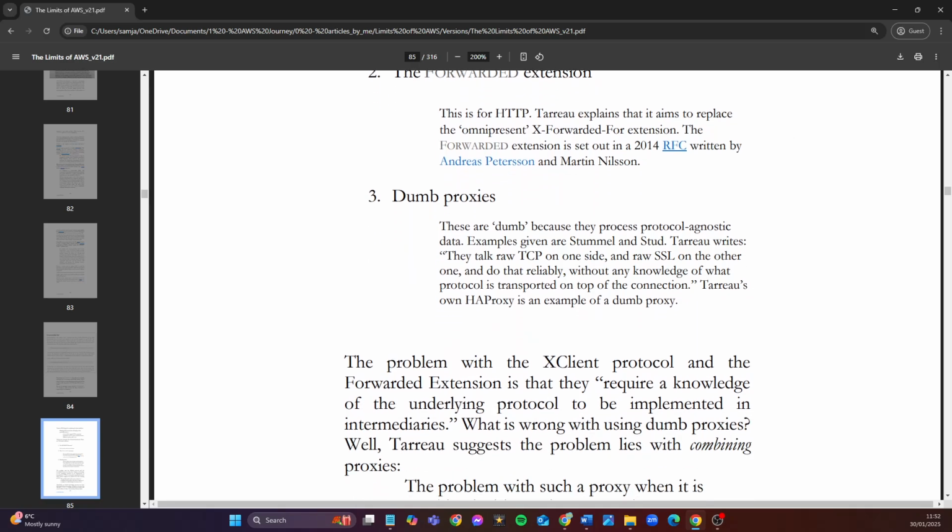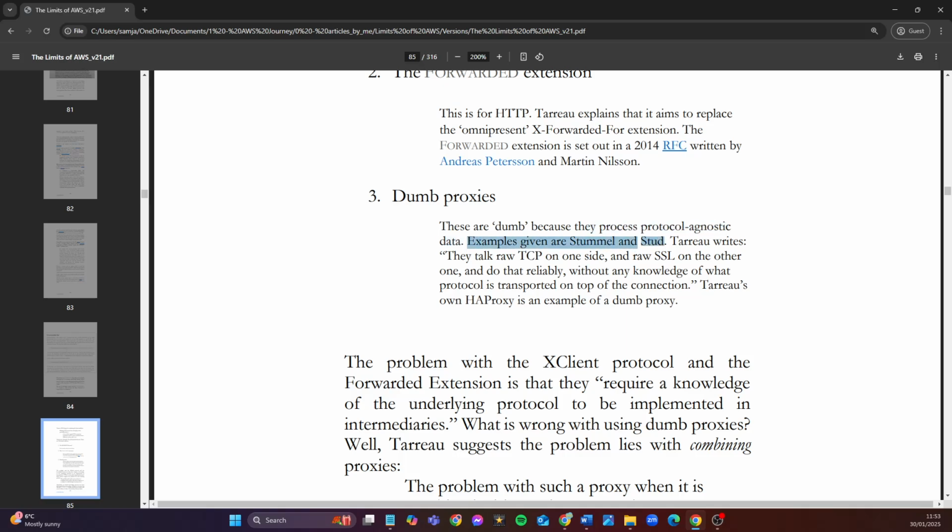And the third solution is dumb proxies. They're dumb because they process protocol agnostic data. An agnostic, if we're talking about religion, is someone who says, I don't know whether God exists or not. I'm not saying God does exist. I'm not saying I'm an atheist and God doesn't exist. So if here we talk about protocol agnostic data, you're saying you're on the fence when it comes to protocol. You're compatible with any protocol. So a dumb proxy is dumb because it's agnostic about the protocol.